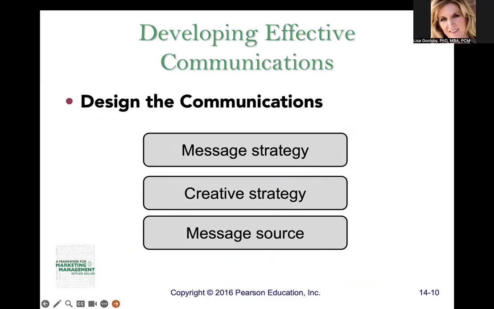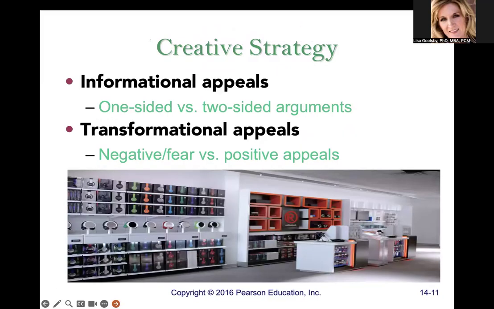Getting creative strategy. How are you going to get their attention? And then how are you going to get that message to them? What is the source that you're going to use? So some of the creative strategy, remember, inform, persuade, and remind. So you can have informational appeals, you can have transformational appeals, how you take negative or fear versus positive messaging. There are so many creative strategies that we use in that marketing process.